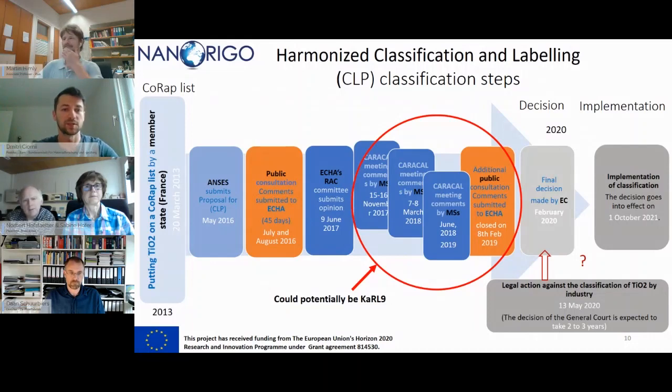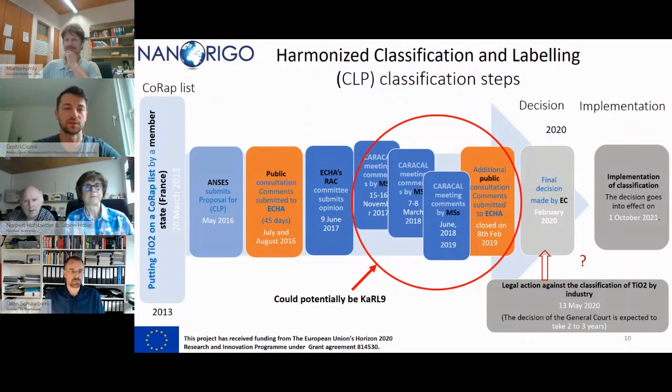we had risk assessment committees, we had meetings of member states and all stakeholders. All of those participations and discussions and comments led to the final decision taken by the European Community in 2020 that titanium dioxide should be considered a carcinogenic material type 2. We will come to this slide later.